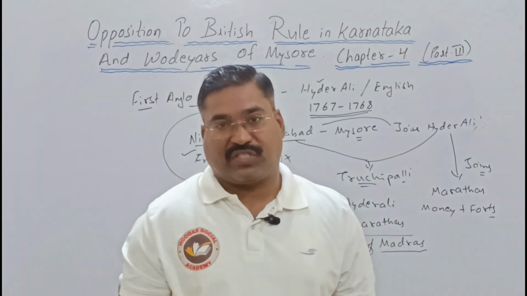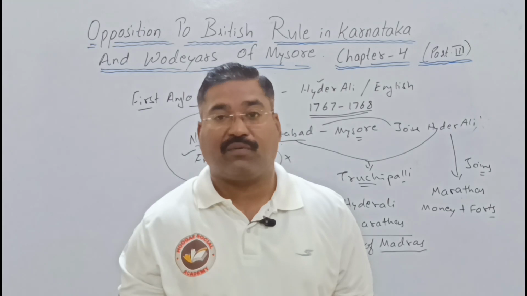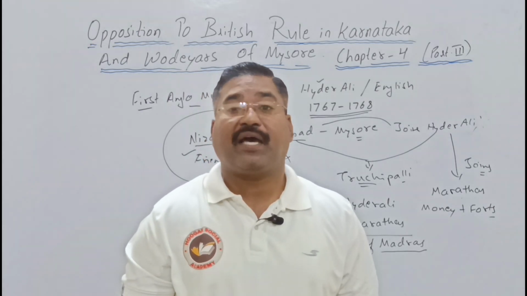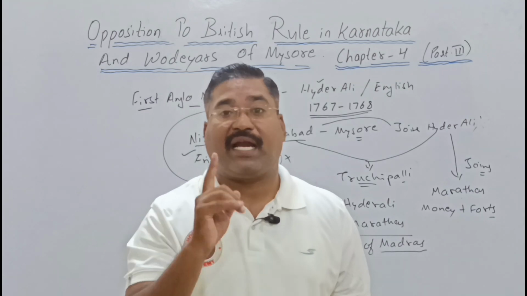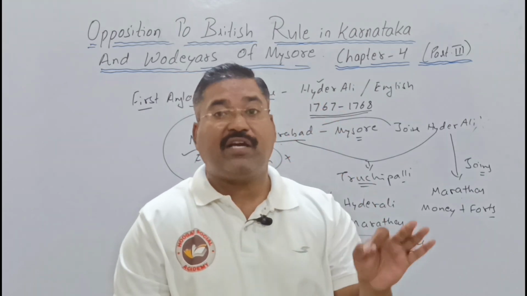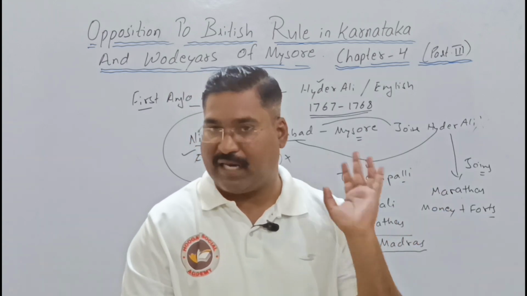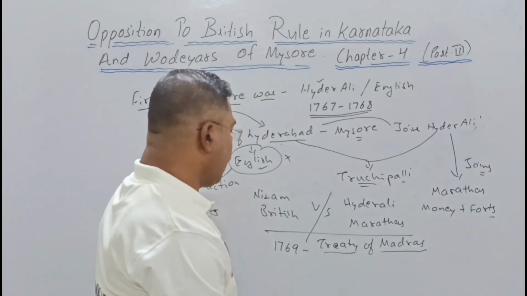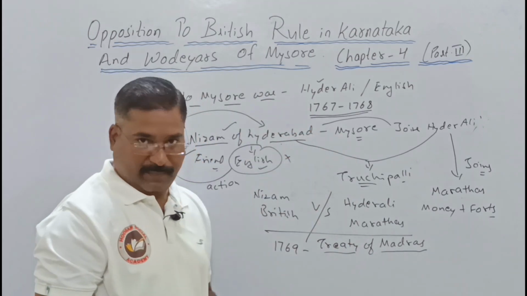Both of them made promises. The major promise by the British was that they would help Hyder Ali if any enemy attacked him. By promising this, the first Anglo-Mysore War comes to an end.